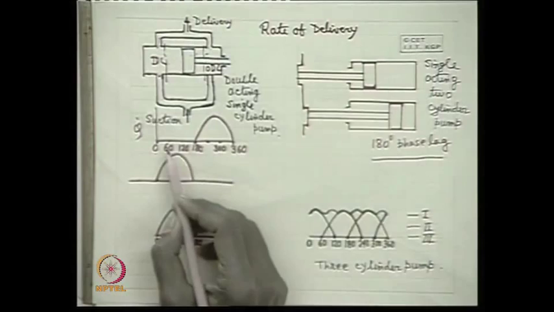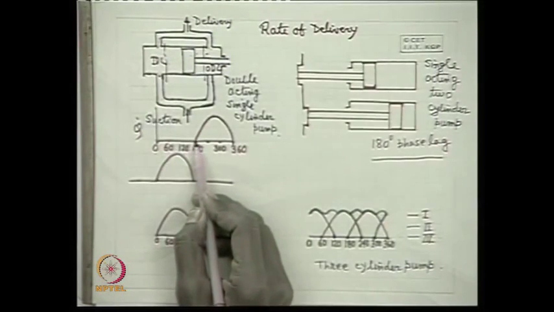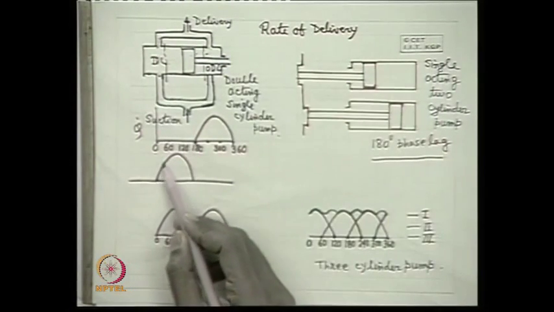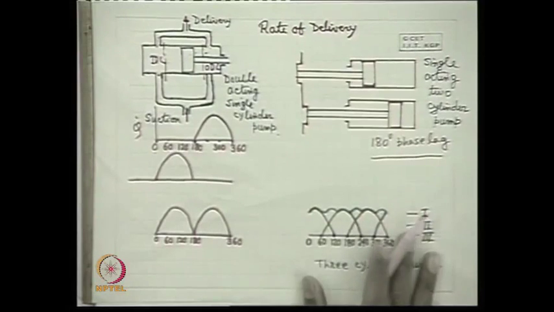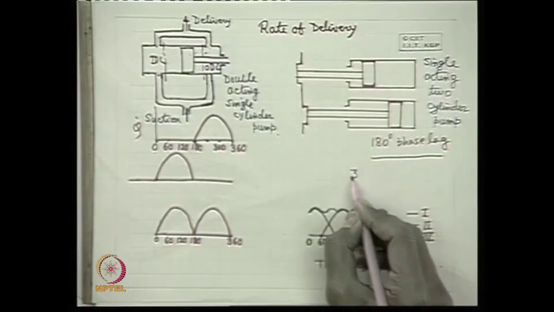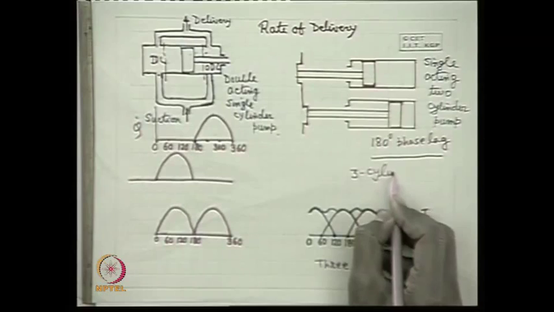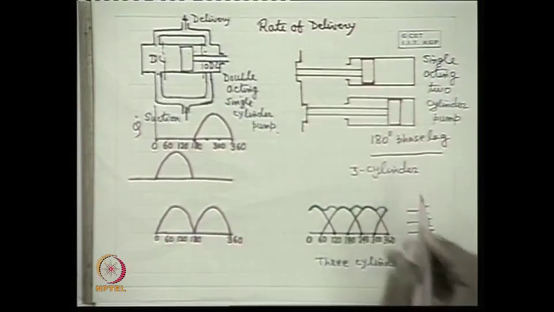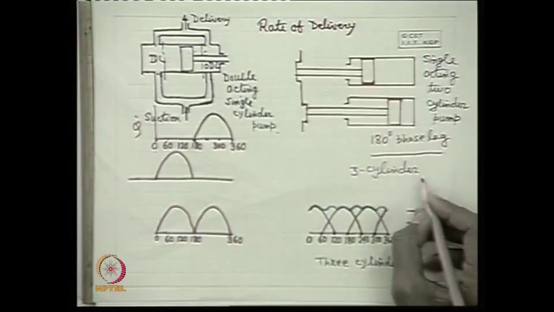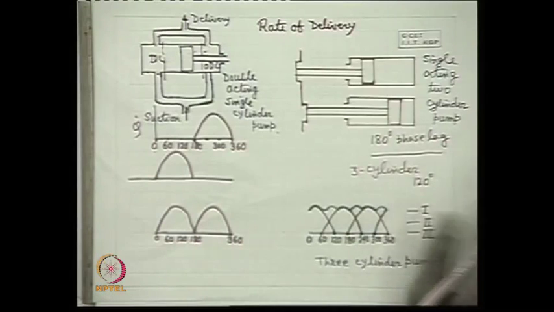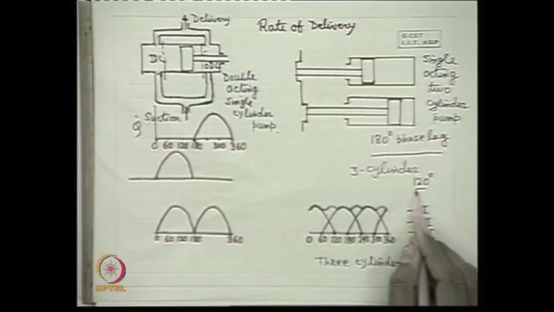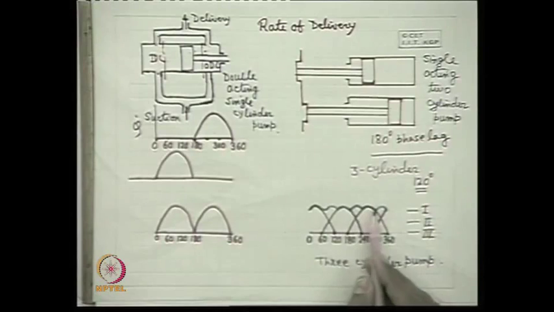This is because when suction for one cylinder will be the delivery for the other cylinder and vice versa. So, a superimposition of these two gives the similar thing. But if we use a three cylinder pump, let us consider equally spaced, that means 120 degree apart in crank angle from one another, we can get a relatively uniform discharge.